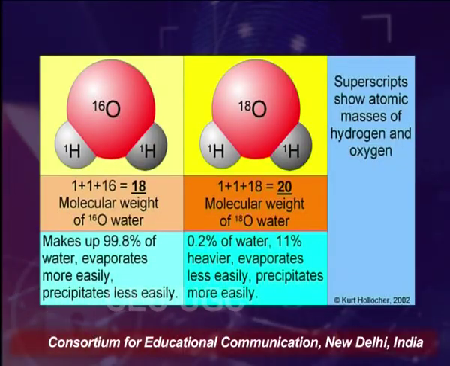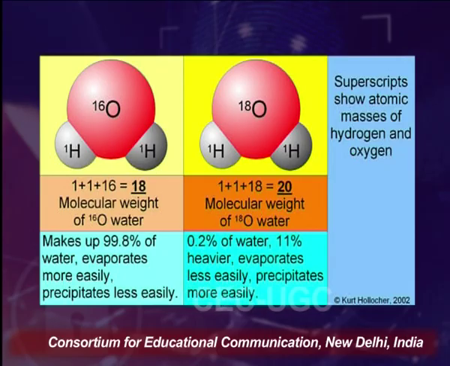As we can see, the molecular weight of water is 18. It makes up around 99.8% of water, which evaporates very easily and precipitates less easily. But we have a different water with a molecular weight of 20, which is the 0.2% of water, and it is 11% heavier than our normal H2 16O water, and it evaporates less easily and precipitates more easily.